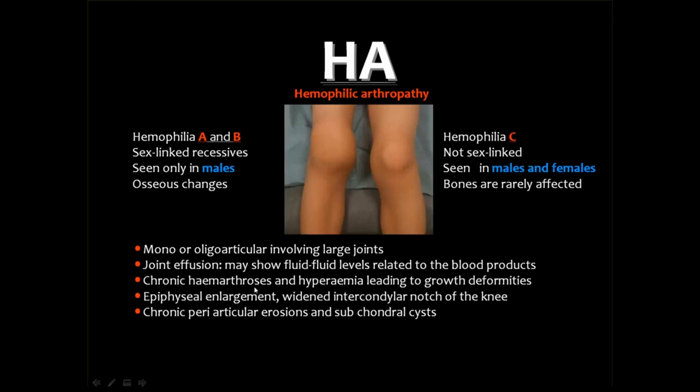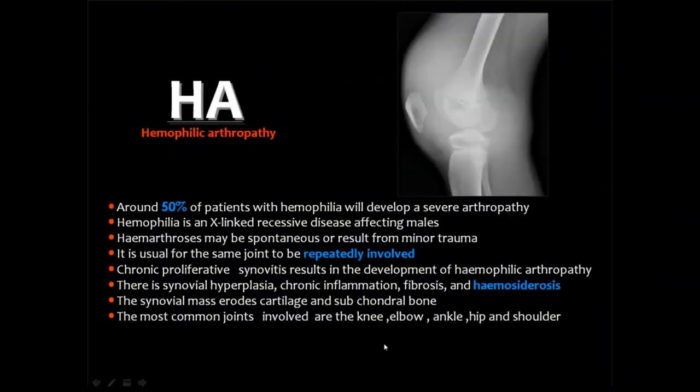The presence of chronic hemarthrosis and hyperemia may lead to enlargement of the epiphysis and deformities of the growth plate. Then in the plain X-ray, you may get periarticular soft tissue swelling, which is very dense compared to the adjacent muscles due to the presence of blood.